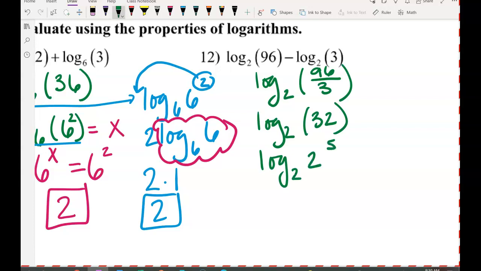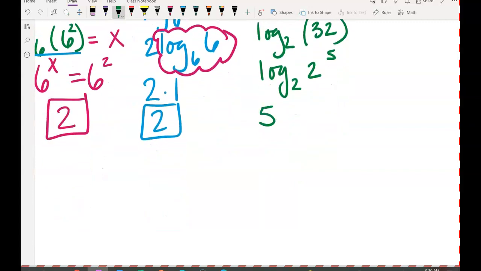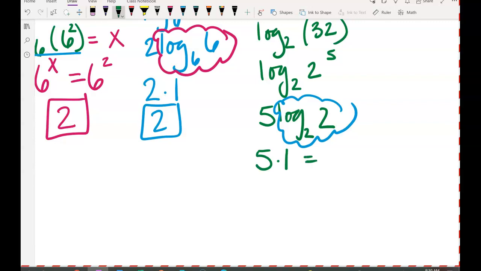Students, you have a power. Where does it go? In the front. So 5 times log base 2 of 2. We just talked about this. This is always 1. Well, 1 times 5. Look at that. Okay.